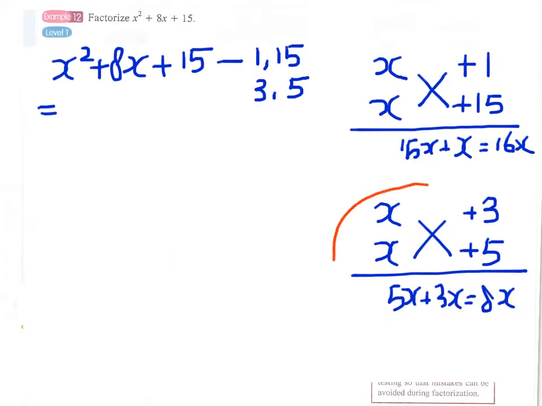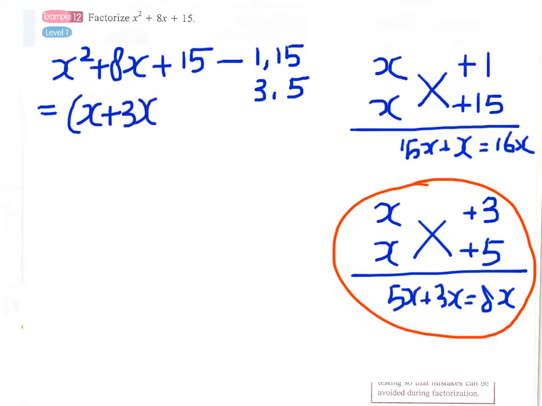Therefore, this is what we want, and the answer will be x plus 3 times x plus 5. This is our final answer.